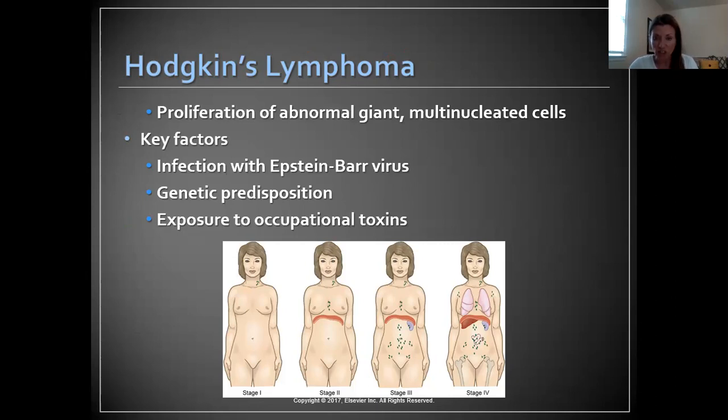The disease likely starts in a single location and then spreads along adjacent lymphatics. It eventually infiltrates organs, including the lungs, spleen, and liver. Initial symptoms are enlargement of cervical and axillary or inguinal lymph nodes.